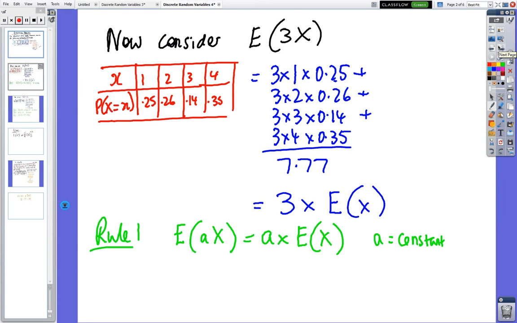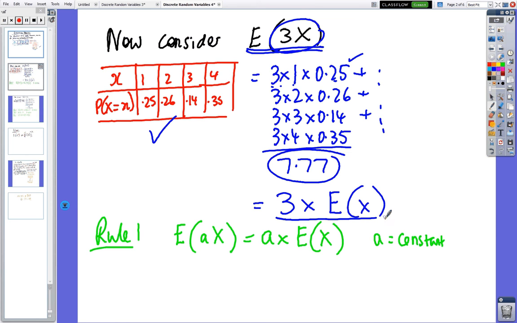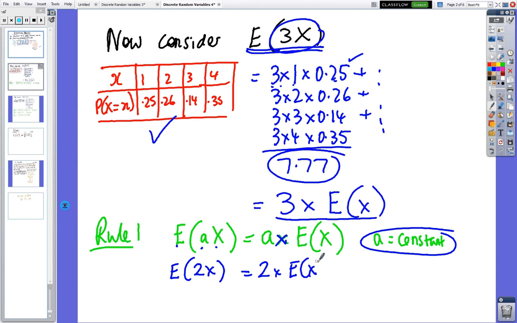So let's have a look at the expected value of 3x. It's the same table from the previous page; I've just copied it across. So what we're doing is 3 times x, and then times by the probability, and then just keep doing those numbers and end up with 7.77. And lo and behold, it's the same as 3 times the expected value from the previous page. So the first rule is the expected value of a times x, where a is a constant, is the same as a times E(x). So if you have something like E(2x), you've just got 2 times E(x). Okay, so it's pretty straightforward.